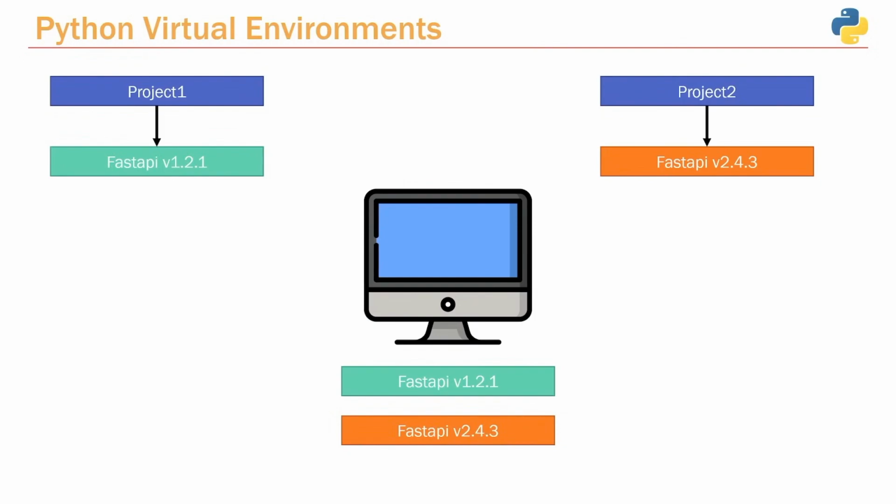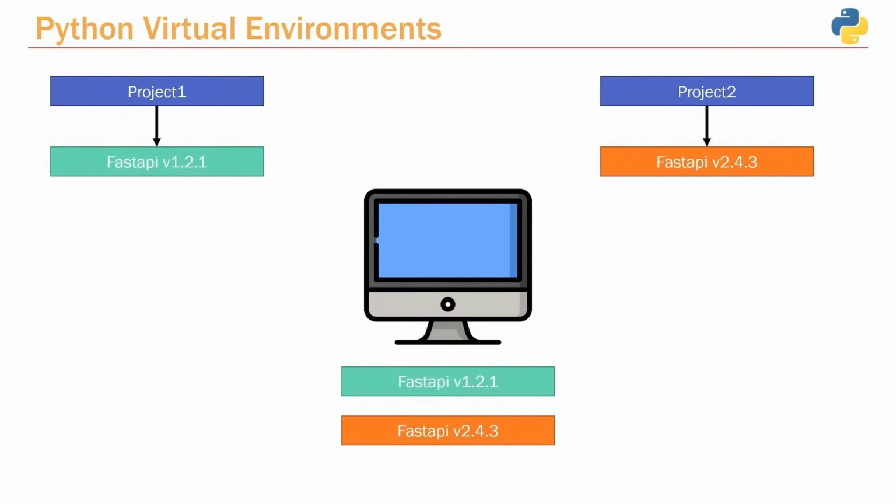And this may or may not be a problem. It really just depends on whether version 2.4.3 is backwards compatible with version 1.2.1. Because if version 2.4.3 has breaking changes, then ultimately that's going to create issues with our Project 1 because that project expects us to run version 1.2.1. And so if we can't upgrade, we're in a bit of a pickle because one project needs one version and the other project needs another version. We can't have two different versions installed on our machine. So what exactly do we do?